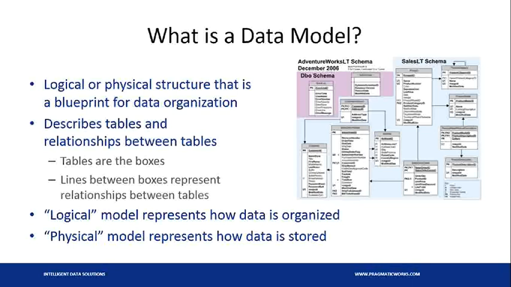So really what it is doing is describing the relationship between tables. It describes tables and relationships. What we see on a data model are these boxes that represent tables, and lines that describe the relationship between the tables. You're also going to hear, especially when you talk to your IT department, that there are two different kinds of data models that we look at: logical models and physical models.